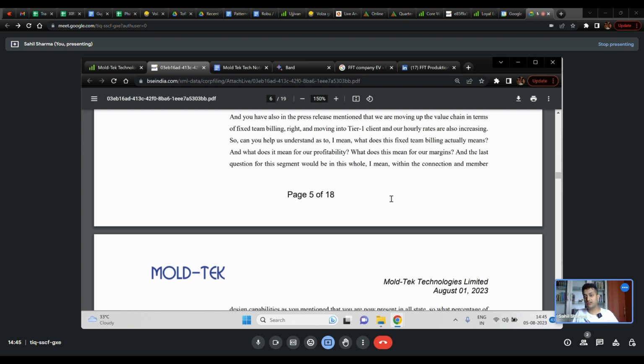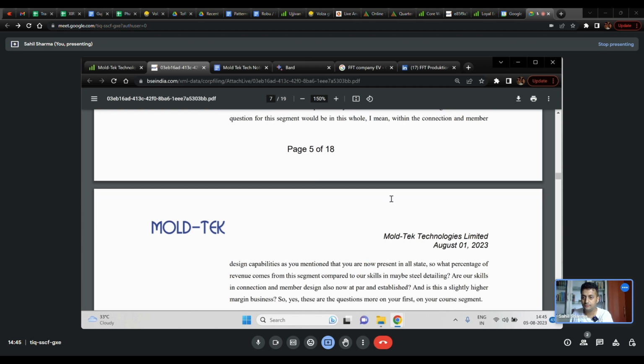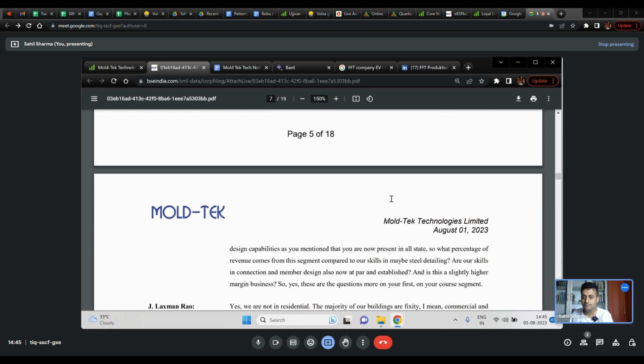Then the third question he's asking is that in the press release, the company has talked about moving into fixed team billing. What does that mean, and how does that impact our profitability margins? And what percentage comes from this segment compared to other skills like steel detailing, right?